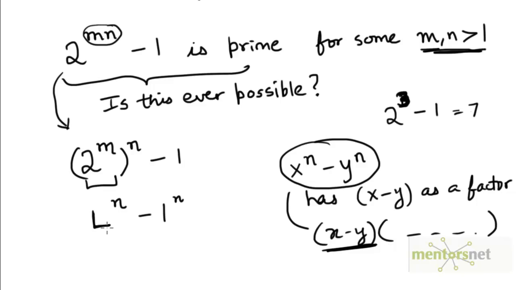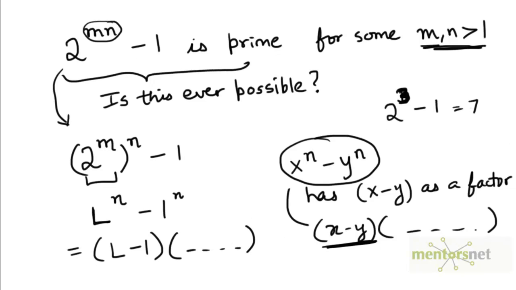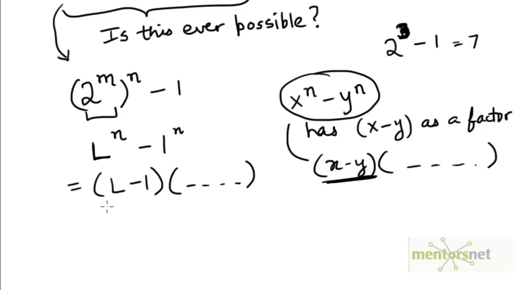Similarly, if you treat this as a polynomial in L, then L minus 1 will be a factor of this polynomial. So this can be written as L minus 1 times some other polynomial in L. Let's not worry about what that polynomial is. Now since the least possible value of L is 4, this value has to be greater than or equal to 3. And this value should clearly be greater than 1.